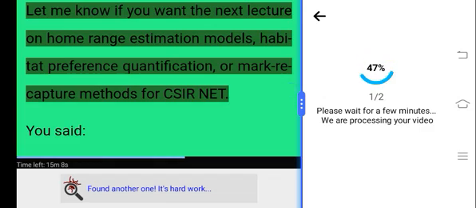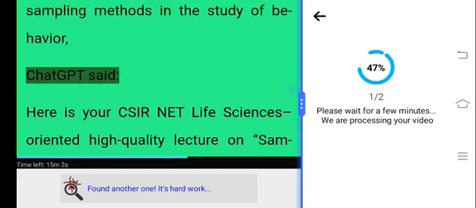Let me know if you want the next lecture on home range estimation models, habitat preference quantification, or mark recapture methods for CSIRNet. You said. Sampling methods in the study of behavior. ChatGPT said.